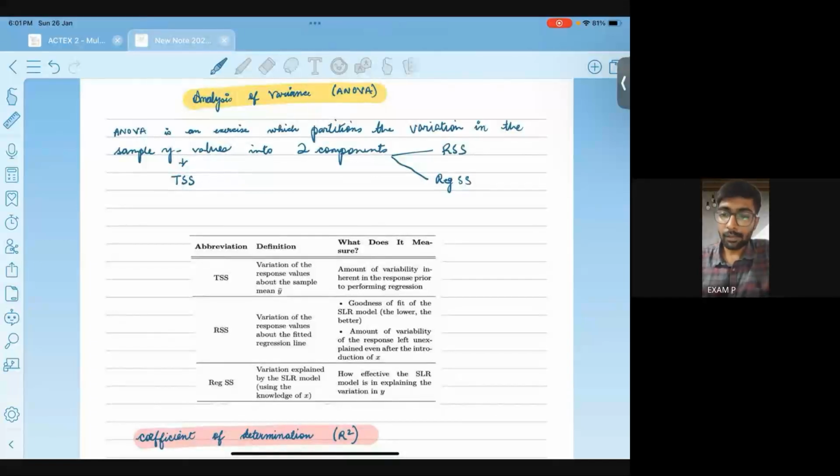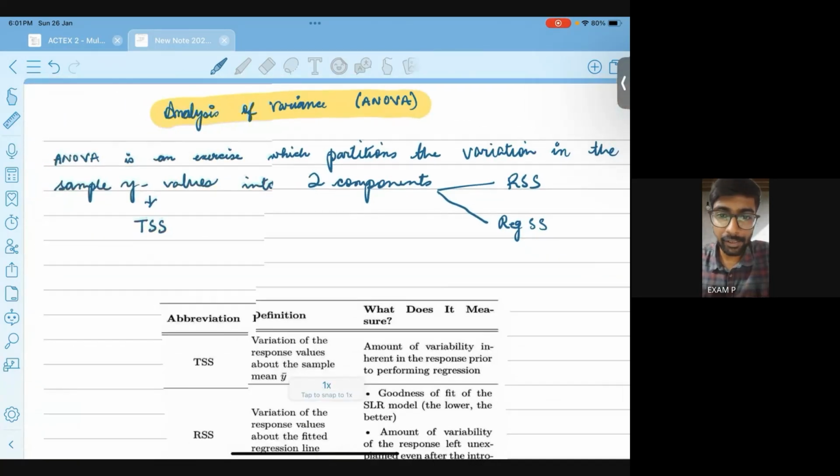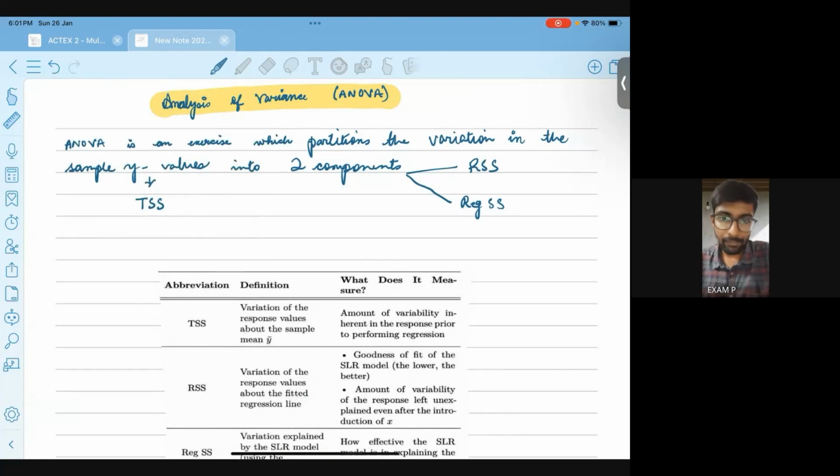Hello everyone. So today we'll learn about analysis of variance. So with respect to linear regression, what is ANOVA? ANOVA is an exercise which basically partitions the variation that we have in our y values.